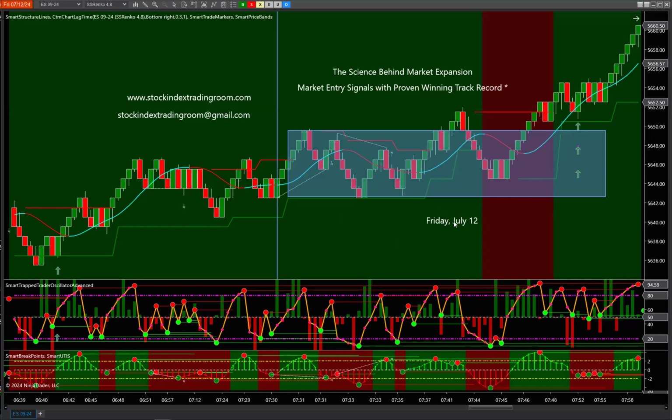This is from Friday the 12th, the science behind market expansion, both with congestion box and market entry signals. So here, this vertical blue line is a market open. I am in Wyoming visiting family for a couple of months. So the spoils of being a successful trader. If you're not there, come join us, please. It's an amazing life. But anyway, market opens and we immediately get into a congestion.